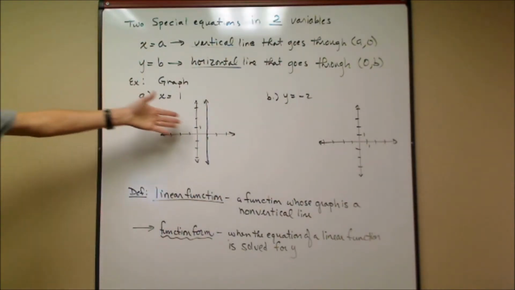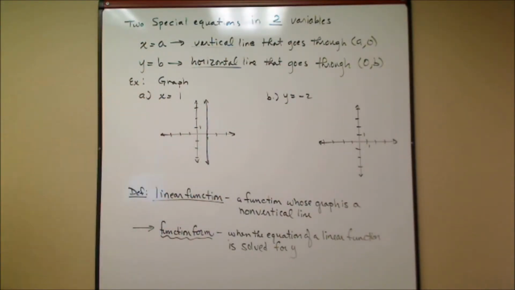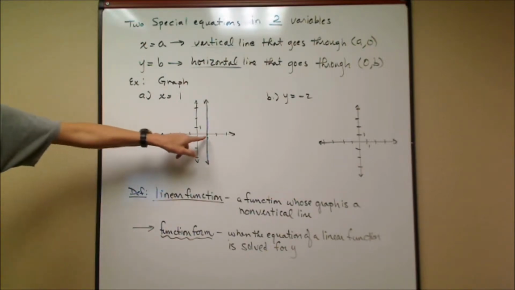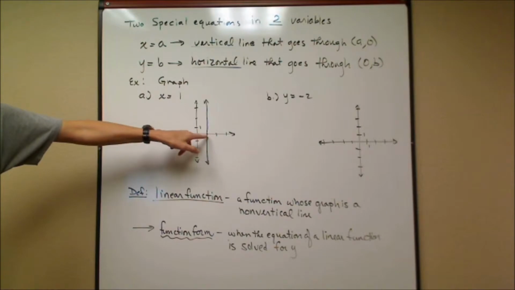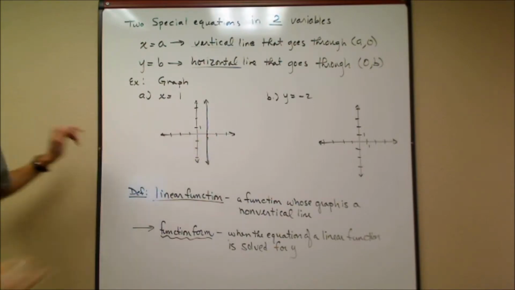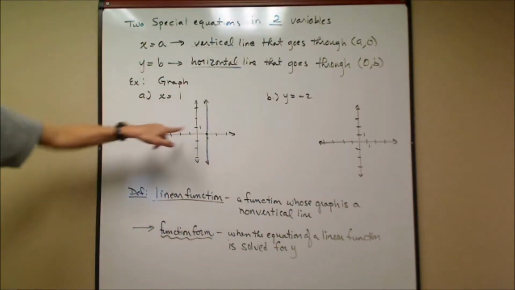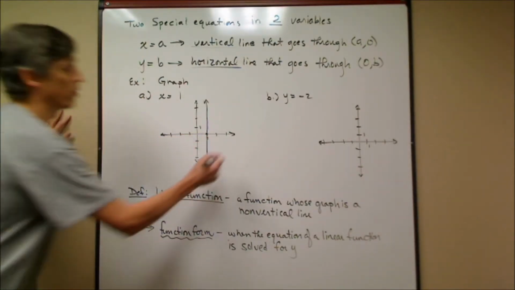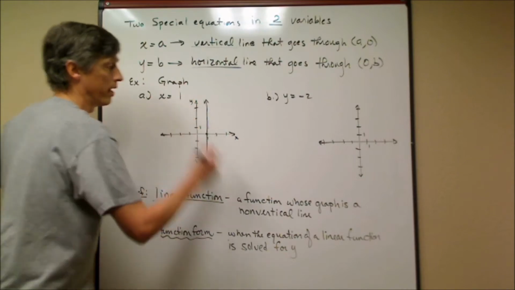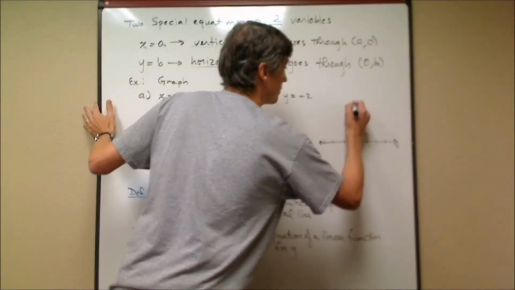Now, what's really nice, I didn't need a table. I know what vertical looks like. I didn't need at least 2 points. I needed just the one. This point here where it crosses the x-axis is called the x-intercept. It intercepts the x-axis right there at the 1. And remember, this is the x-axis, this is the y-axis.